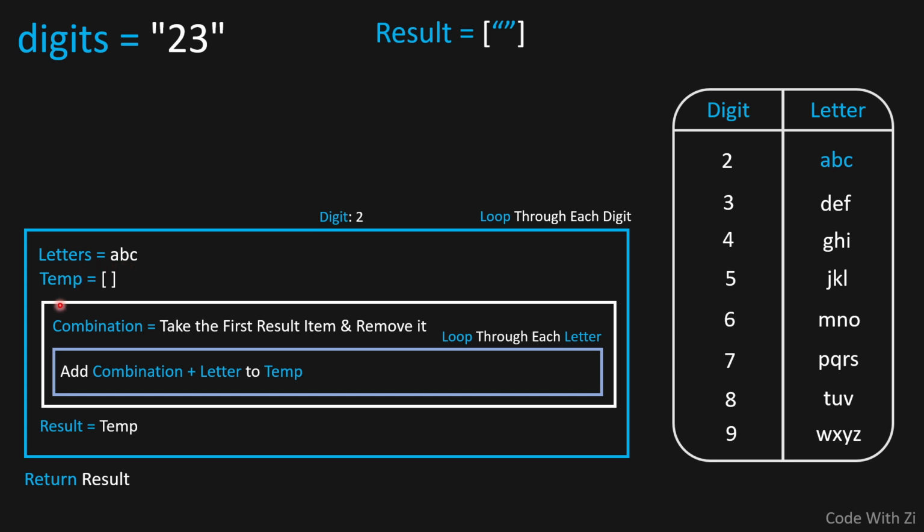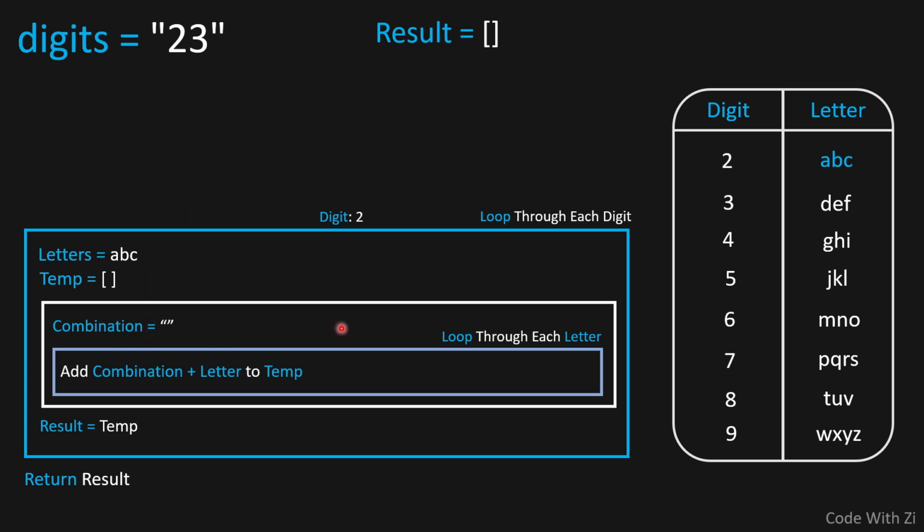And then temp is going to be initialized to an empty array. And then we're going to get inside of our second loop. Inside of our second loop, we're saying combination is equal to take the first result item and remove it. All right, let's do that. So the first result item here is this empty string. So let's take that and we remove it from our result. So combination is equal to an empty string.